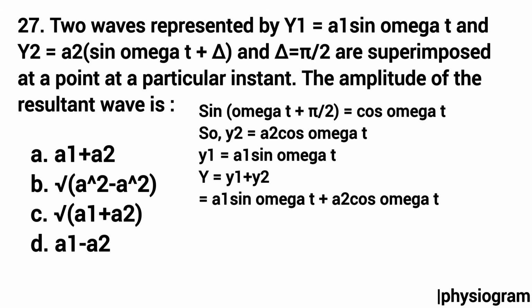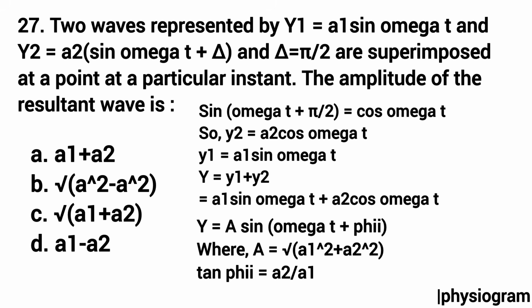So the resultant displacement is y equals y1 plus y2, that is a1 sine omega t plus a2 cos omega t. And now this can be written as y equals a sine of omega t plus phi, where a is equal to root over a1 square plus a2 square and tan phi is equal to a2 by a1. So the amplitude of the resultant wave is a equals root over a1 square plus a2 square. So the correct answer will be option number C.